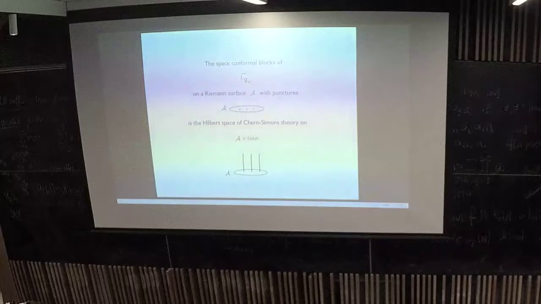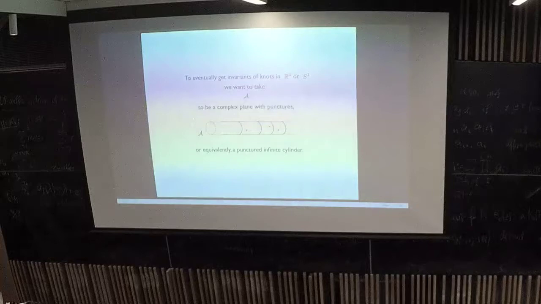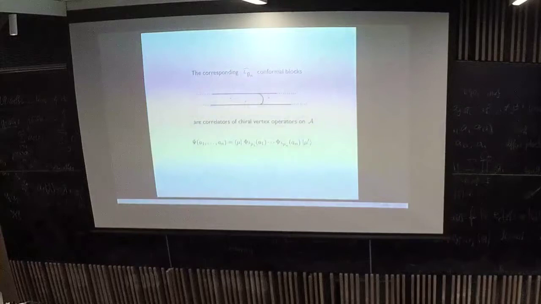To eventually get invariants of knots on R3 or on S3, we want to take A to be a complex plane with punctures. Now, conformally, in Witten's story it would have been equivalent to take it to be a punctured infinite cylinder. For the categorification problem, it will turn out to be crucial that it's a plane. But again, that is in the end how the story will emerge. So you could allow an arbitrary number of punctures? We'll take an arbitrary number of punctures, yes.